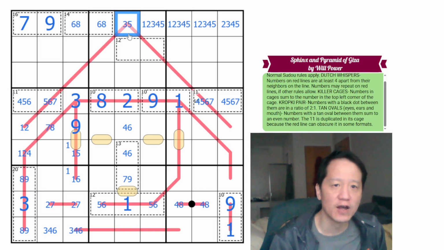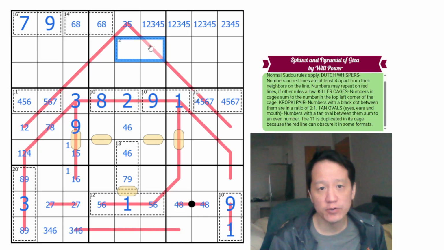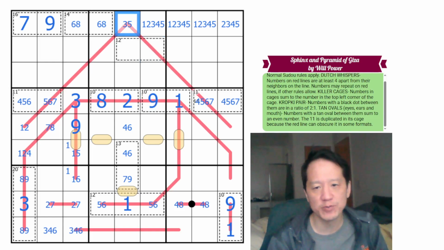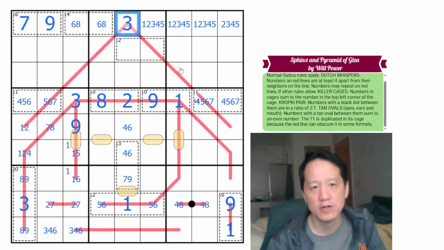If this is 5, again, on the Dutch Whisper line, a 5 can only be next to 1 and 9. This can never be 1 because 1 plus another digit never adds up to 12. So it would have to be the 9, except that the 9 is eliminated because this has to be a 9. Therefore, this can never be 5. It has to be a 3 here. So this is 3, which means these can't be 3.